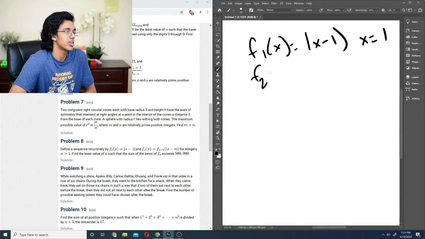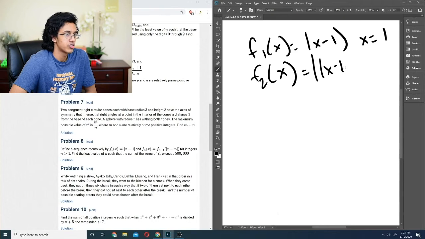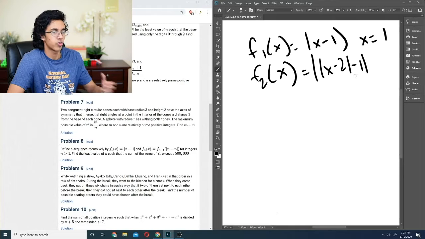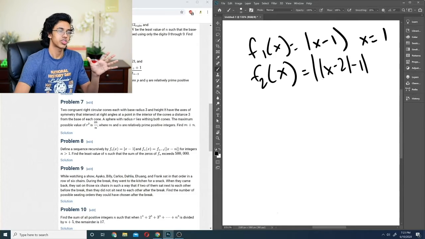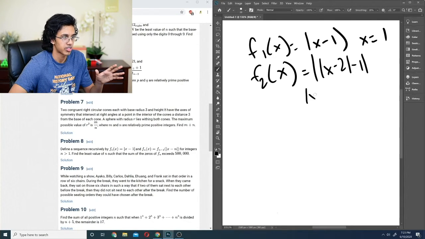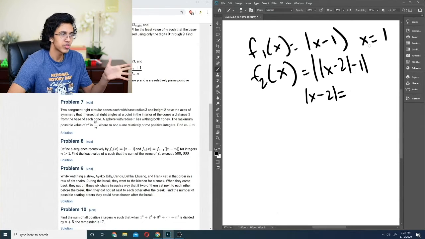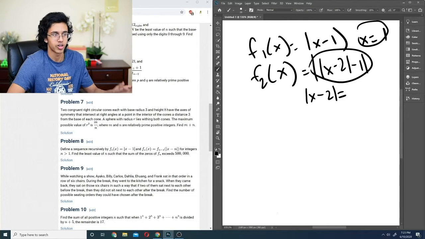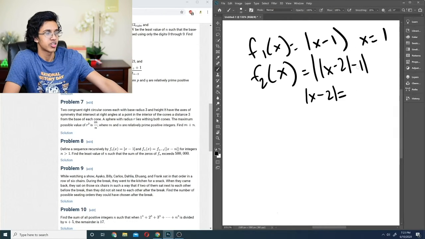Then f2 of x is equal to f1 of x minus 2, which is x minus 2 minus 1. And where are your zeros? Basically, the way you could think about it is you're taking x minus 2 equal to one of these zeros. Because if x minus 2 is equal to one of your zeros, then it's guaranteed for this whole thing to be a 0 as well. So x minus 2 is equal to any of these zeros here, and in this case it's only 1.